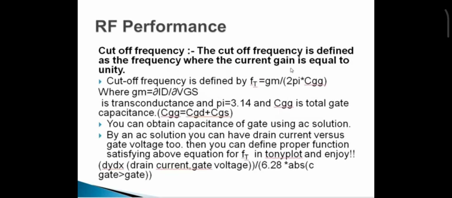Next is the cutoff frequency. To find the value of cutoff frequency, we have found GM. We know the value of pi, 3.14, and the value of the gate capacitance you will find by simply adding AC frequency equal to 1 megahertz in the code. You will find the values of CGD and CGS. By adding these two values, you will get the total gate capacitance.